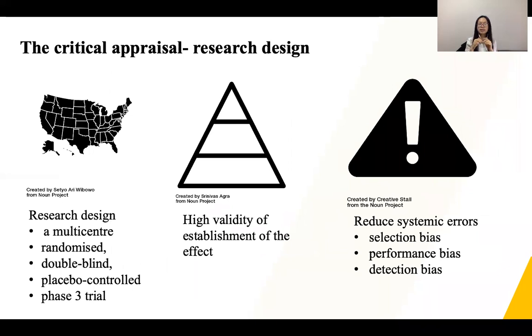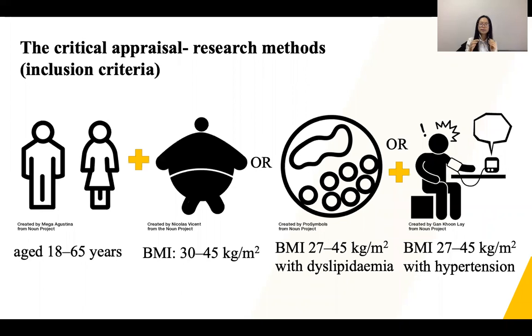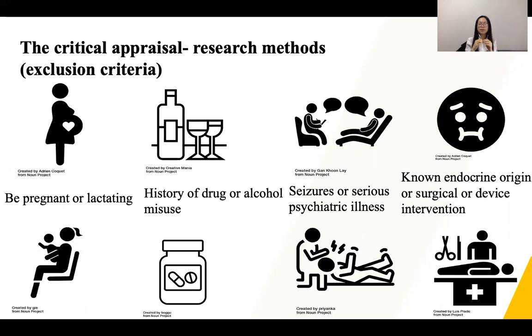The research design is a multi-center randomized double-blind placebo-controlled study. It can show high fidelity or efficacy of an intervention because it reduces systematic errors such as selection bias, performance bias, and detection bias. Right now, I'm going to critique this paper using the critical appraisal tool from Oxford University. Then I mentioned inclusion criteria, so let's move on.